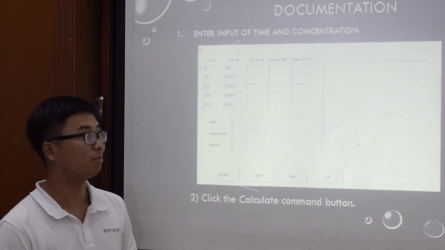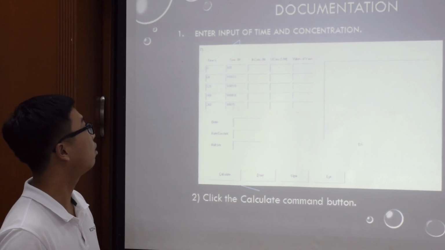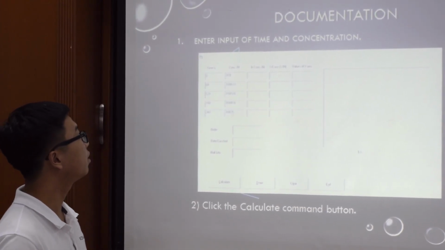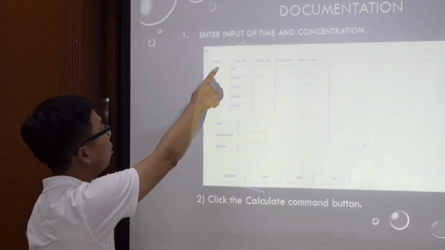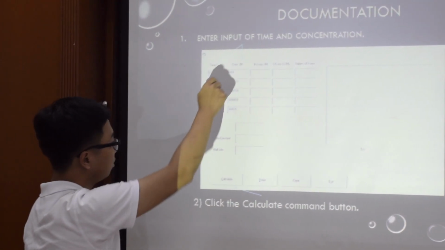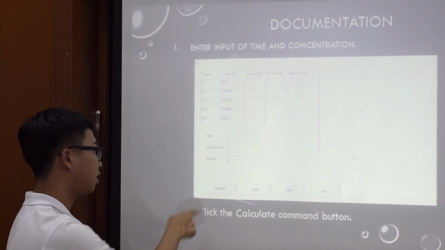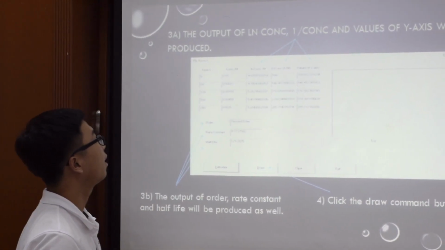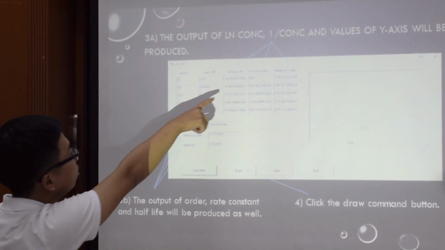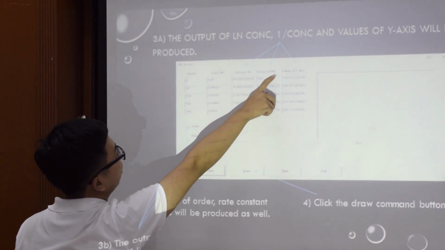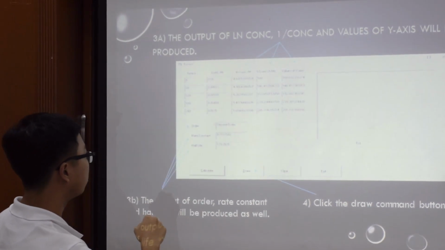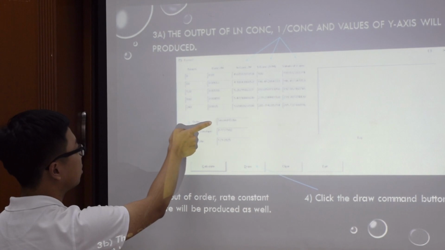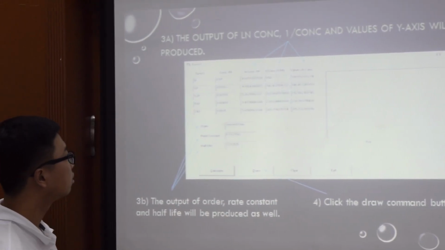Now I will talk about documentation. First of all, I would like to test the programming with a second order reaction. So first, we will need to enter the input of the time and concentration. Then we click the calculate command button. So then the output of the log concentration, concentration value of y-axis, and also the order, rate constant, and half-life will be produced. So this shows that it was a second order reaction.